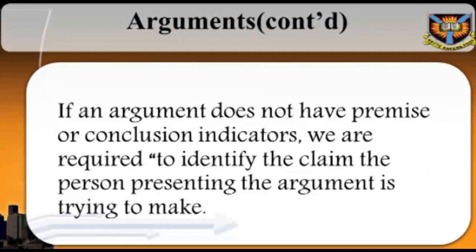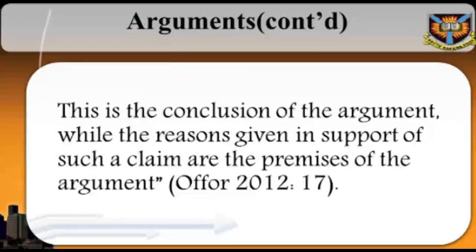Thus, if an argument does not have premise or conclusion indicators, we are required to identify the claim the person presenting the argument is trying to make. This is the conclusion of the argument, while the reasons given in support of such a claim are the premises of the argument. Offor, 2012, page 17.